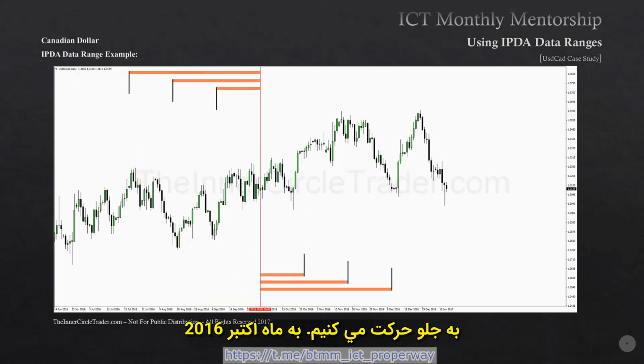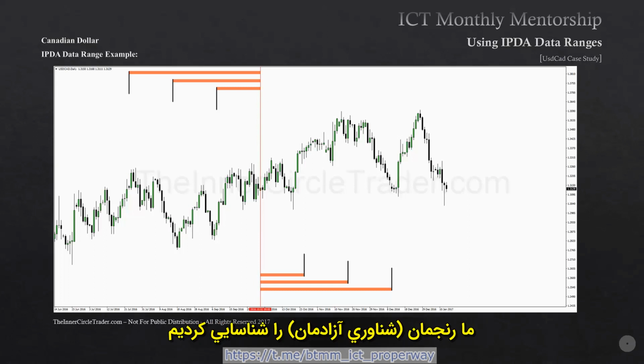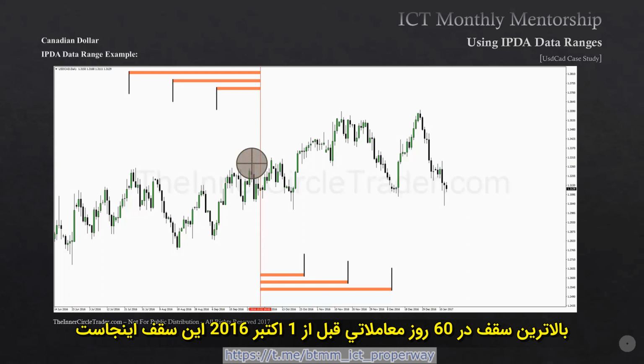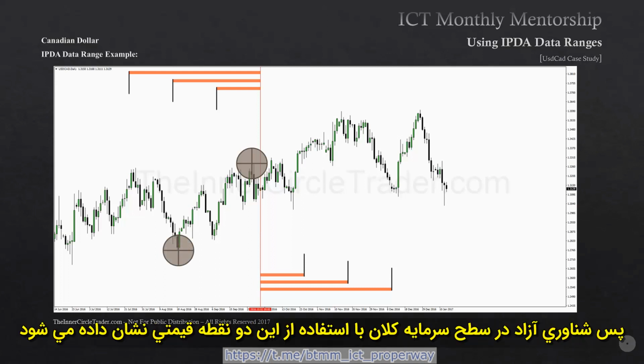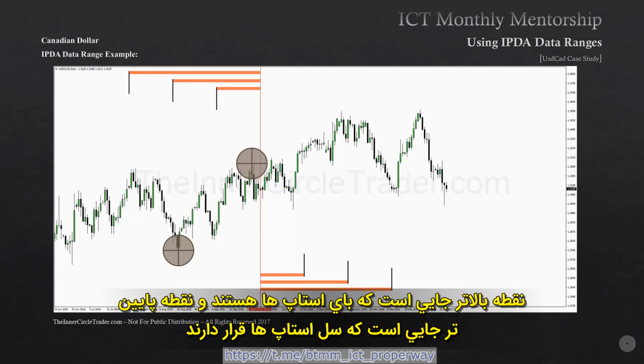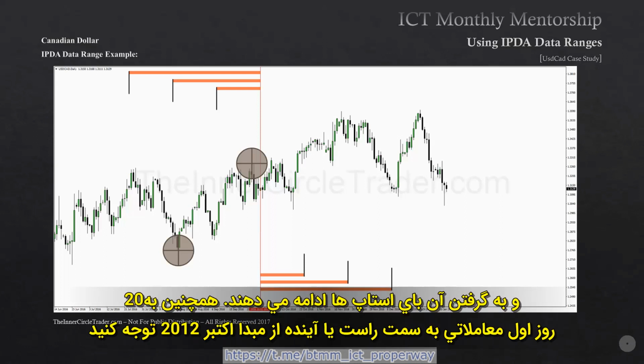Moving forward, we have October 2016. Look back period of 60 days and a cast forward of 60 days. We identified our range, or open float. The highest high in the last 60 trading days prior to October 1st, 2016 is this high here, and the lowest low in our look back period of 60 days is here. So open float on a large fund level is referenced by these two price points. The higher is where the buy stops are, and the lower is where the sell stops are. So they're looking for the buy stops above the marketplace, and they keep taking those buy stops out.